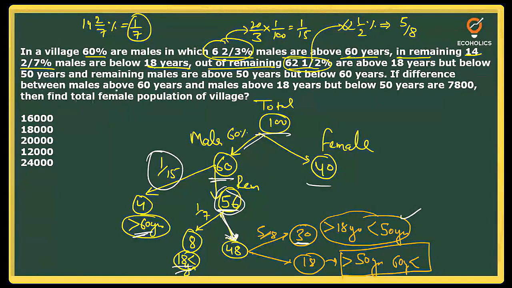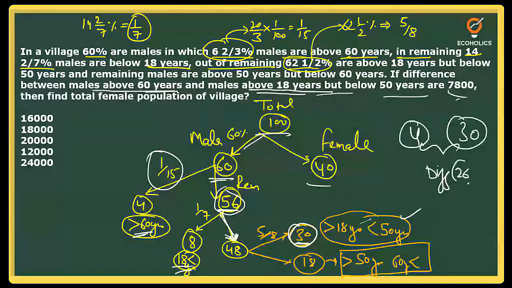Now the difference between males above 60 years and males above 18 years but below 50 years is 7,800. So you need to find this. Males above 60 years, these are 4. And males above 18 years but below 50 years, so these 30. So what is the difference between these two? The difference is 26, guys. But the question is saying this 26 is equal to 7,800.